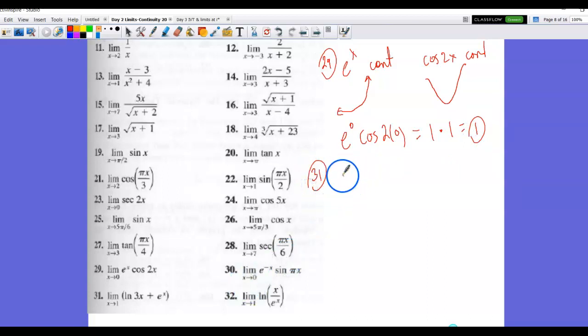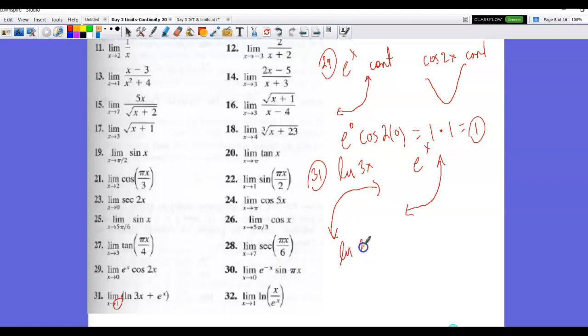Number 31. I have ln of 3x plus e to the x. I know that the ln graph looks like that and is only defined for x greater than 0, and e to the x looks like that. So both of these functions are continuous on their domains. And down here I notice that x is approaching 1, so I'm not going to end up trying to take the natural log of a negative number or of 0, which is outside of the domain. So 1 is in the domain, and I can use direct substitution.